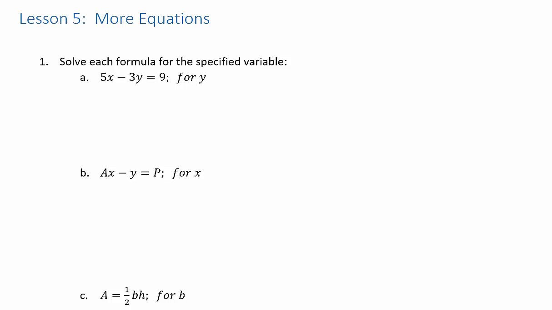Let's continue talking about solving equations. We're going to start with an example. We have the formula 5x minus 3y equals 9, and we want to solve it for y. We can use the exact same steps that we've learned in the previous lesson. The only difference is we won't be able to get an actual number. Our answer will have variables or letters in it.